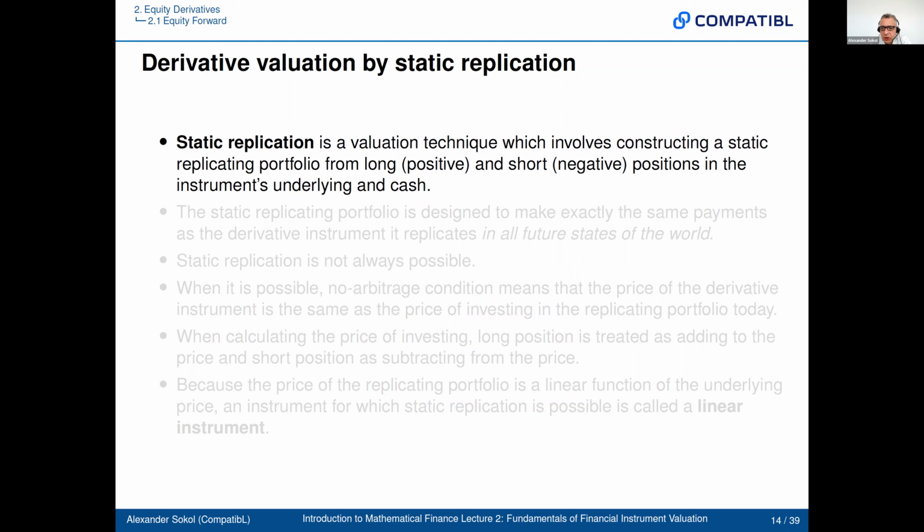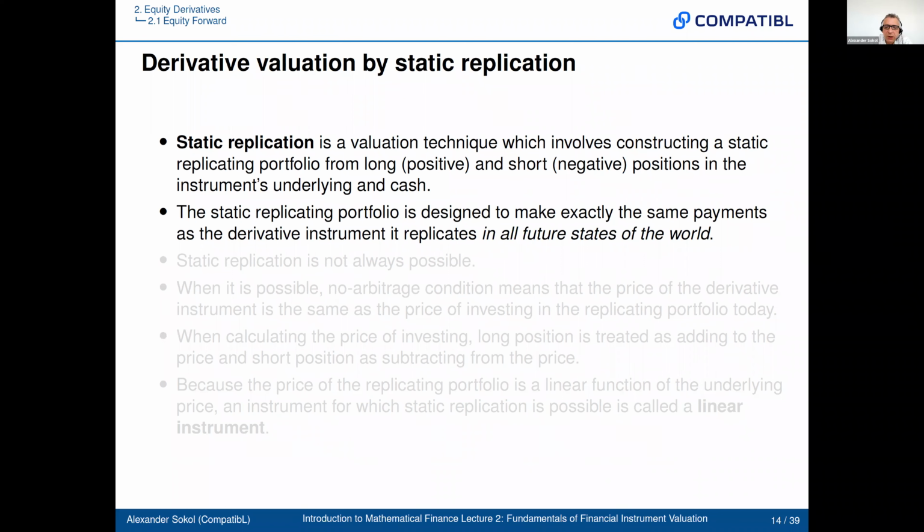Well, one way to use it is called static replication. So static replication is a valuation technique which involves constructing a static replicating portfolio from a long (positive) or short (negative) position. So long meaning buying a positive amount, short meaning buying a negative amount, of positions in the underlying instrument and in cash. The static replicating portfolio is designed to make exactly the same payments as the derivative instrument it replicates in all future states of the world.